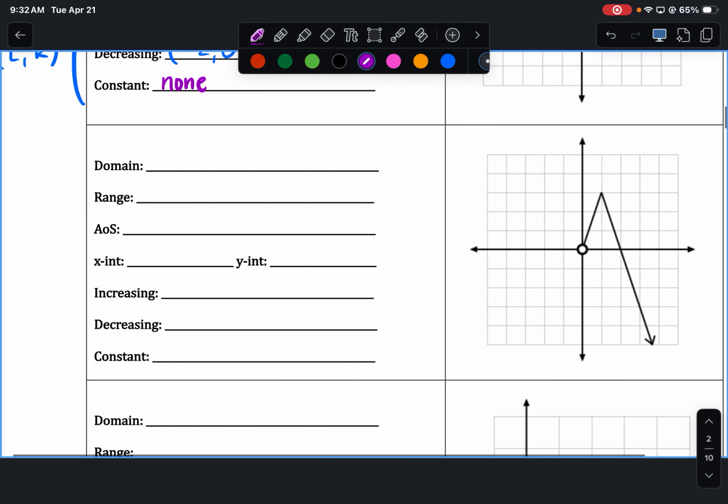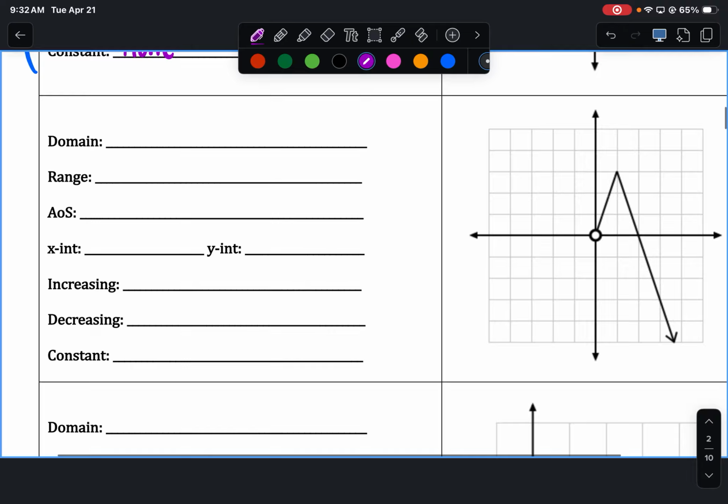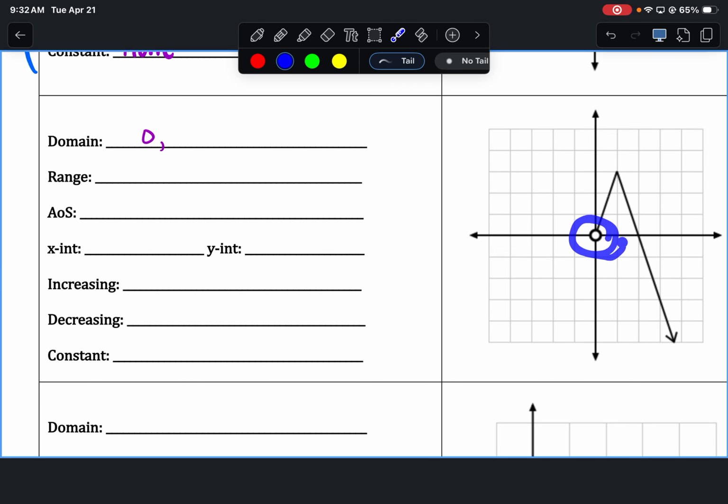So for this one here, let's start with domain. What's the leftmost part of this graph? 0. And so that's our leftmost part. Is that going to be a parentheses or a bracket? Parentheses. Why is it a parentheses? Because it is an open circle. All right. The rightmost part of this graph is an arrow. So what does that mean it's going to? Infinity. So it's 0 to infinity.